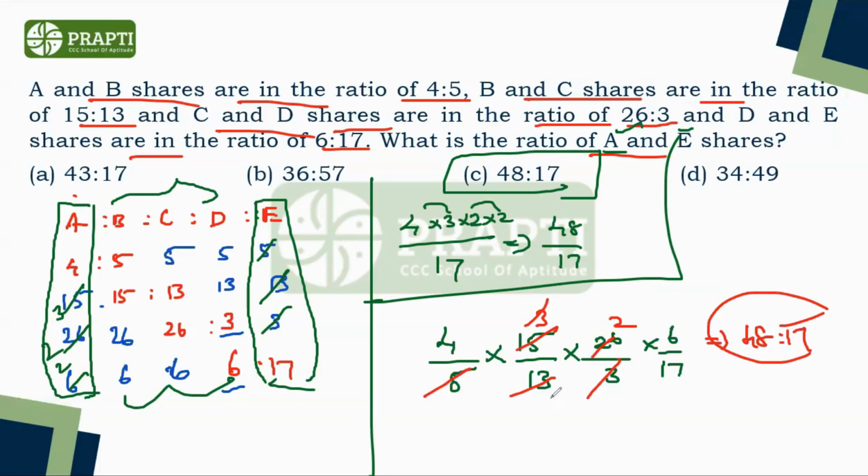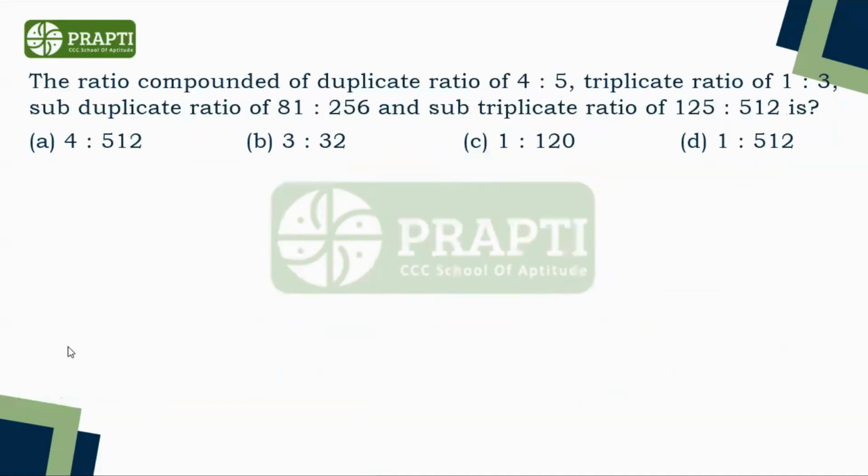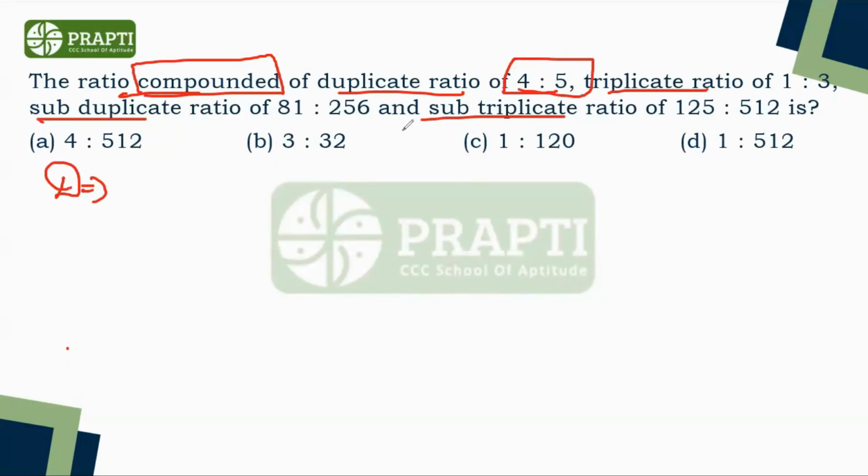So now let's get into the next question. Here is what we have seen, the types of ratios, right? A ratio compounded of duplicate ratio, triplicate ratio, subduplicate, subtriplicate. So duplicate ratio is nothing but square. Square this 4 is to 5, so that you will be getting 16 is to 25. Then triplicate ratio. Cube this, 1 is to 3, 1 is to 27.